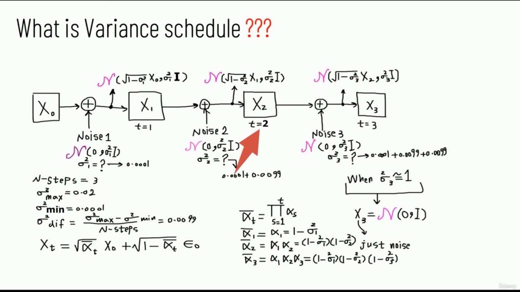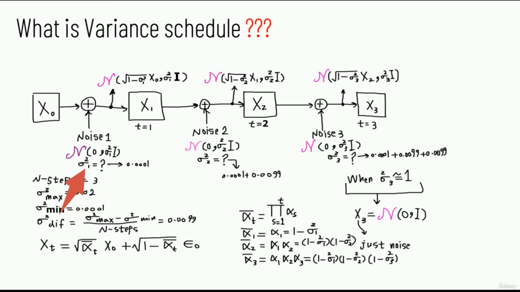We will get x2 at time step 2, and we will add noise 3 to this image. And here we will again increase the variance of this noise, or we will increase the level of the noise that we will add to x2. Now the variance of noise 3 is equal to the variance of noise 2 plus the variance difference. So here, the variance of noise 3 is greater than noise 2, and the variance of noise 2 is greater than noise 1.